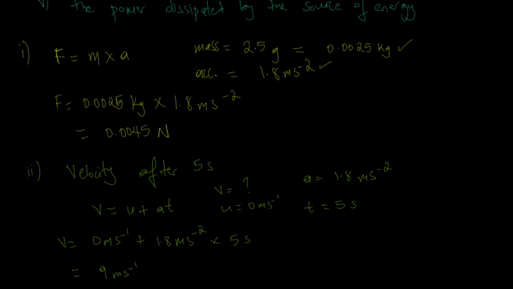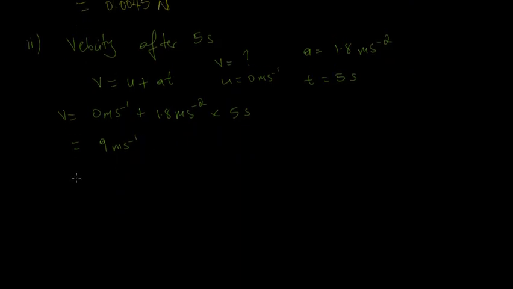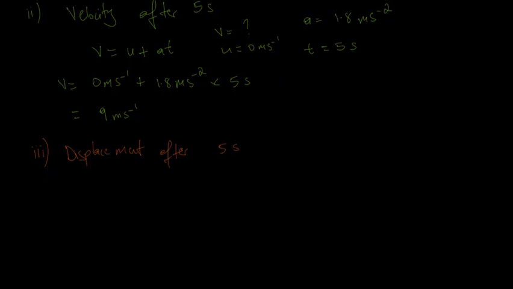Okay, so let's move on to part 3 in the question. Part 3 wants us to find the displacement of the ball after 5 seconds. We've just found velocity, so let me write part 3 here. We're finding displacement after 5 seconds. We know velocity is equal to displacement over time. So if we know our velocity and we know time, we can find our displacement.